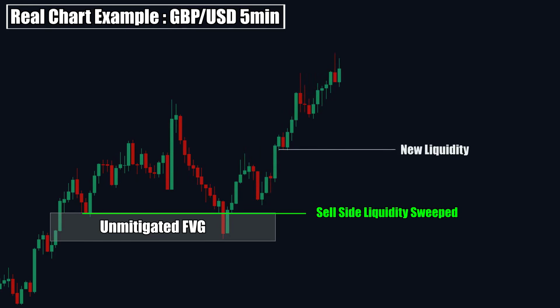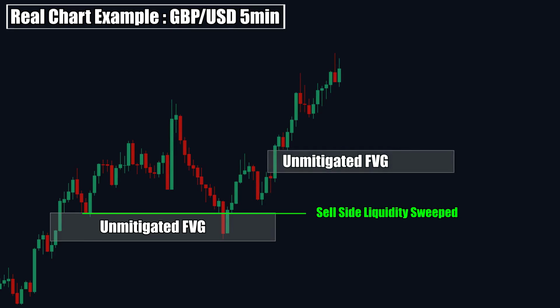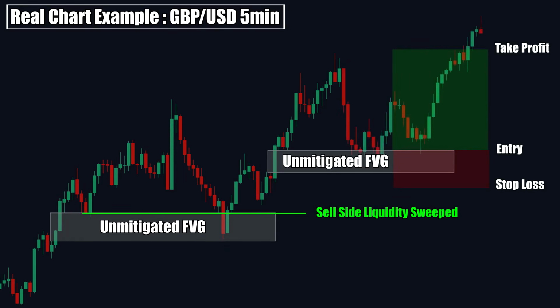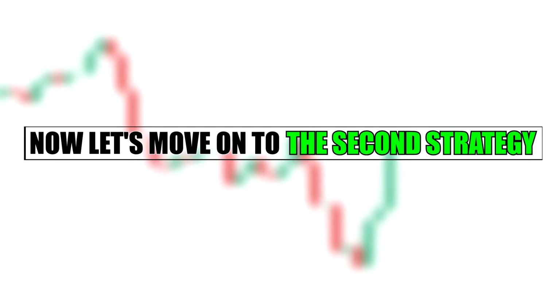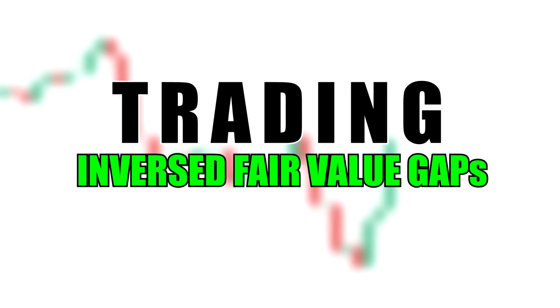Zooming in, you'll notice a new liquidity pool forming just above a freshly created fair value gap. Since all the ideal conditions are in place, liquidity sweep, unmitigated fair value gap, and alignment with the trend, this creates a textbook trade opportunity. Simply place your buy limit at the top of the new bullish FVG and aim for the next clean high as your profit target. Now let's move on to the second strategy, which is trading inversed fair value gaps.